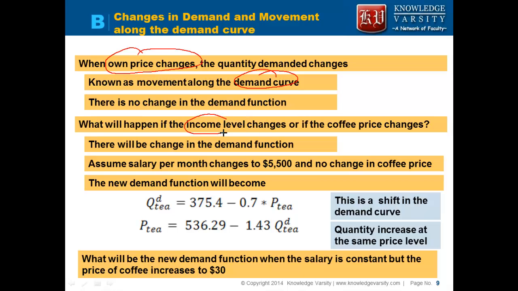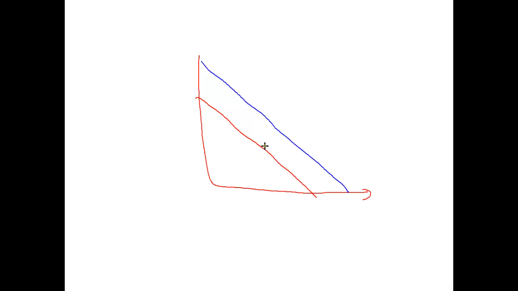When the income level is changing or the coffee price is changing, you will find that there is a shift in the demand curve. Okay, so when we talk about the shift, we say that the quantity increases at the same price level. How do you explain this? Suppose this was your original demand curve, this is your new demand curve. So there is a shift that is being observed, right?